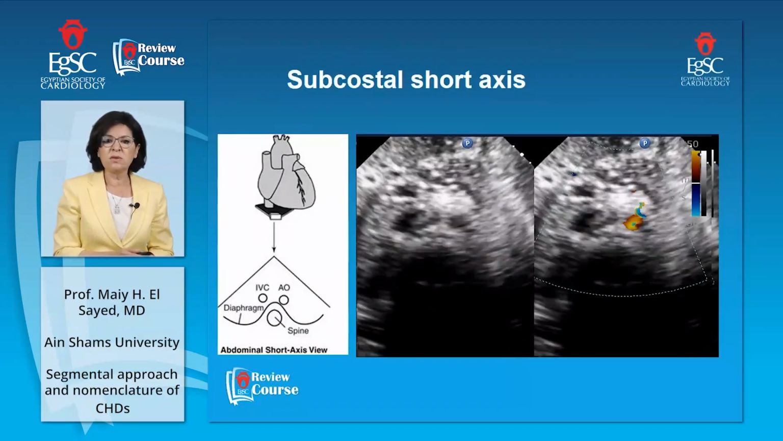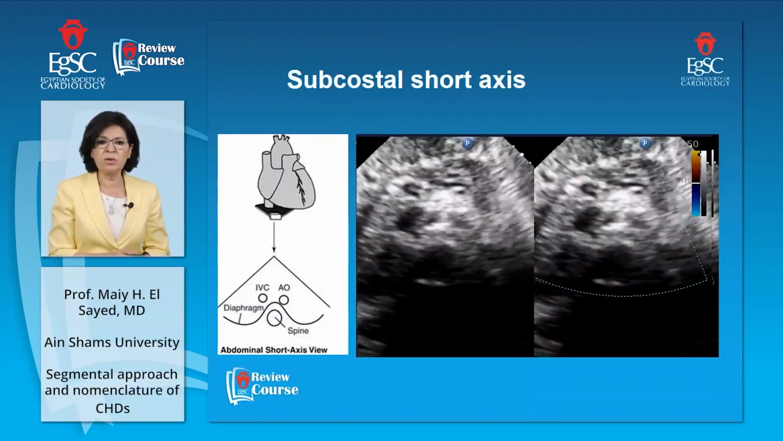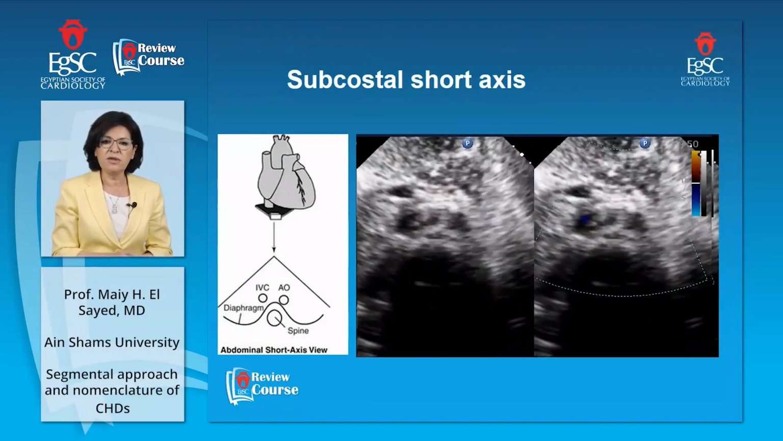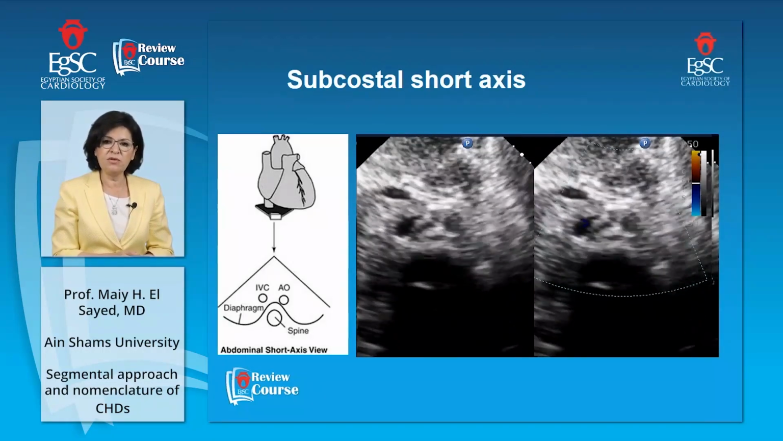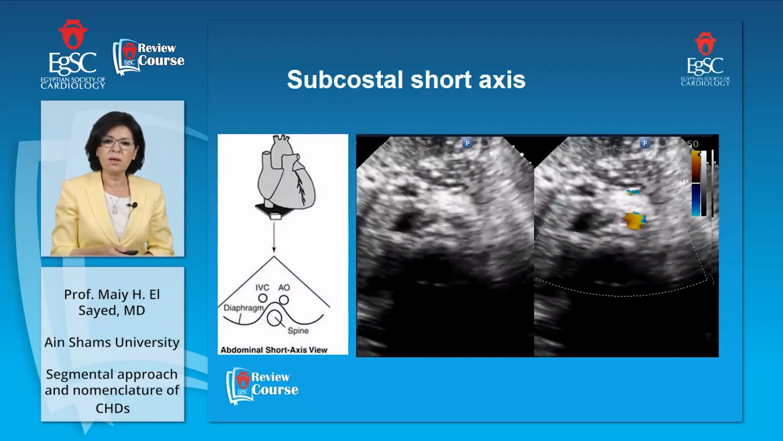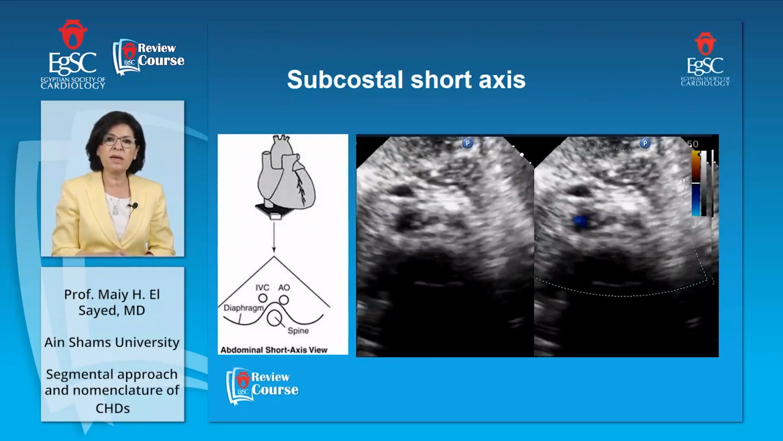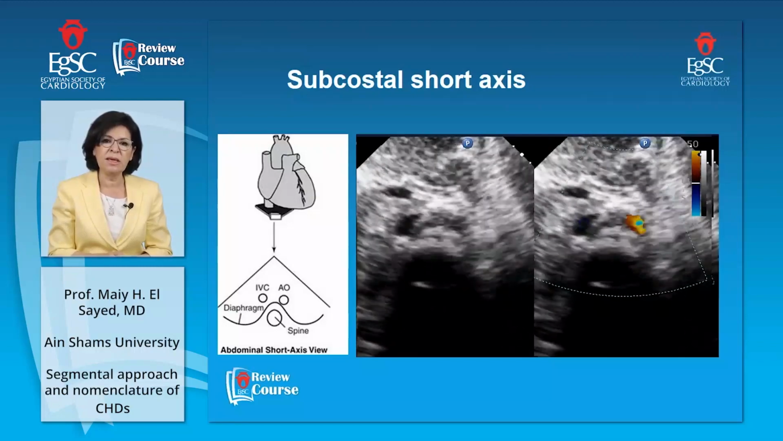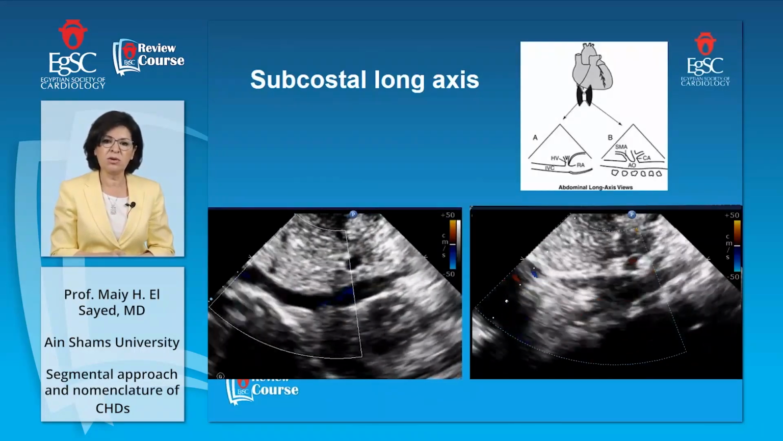By echo. So this is a representation, short axis of the abdominal view, where you can see the IVC is to the right of the spine and the aorta is to the left of the spine, and note that the aorta is pulsating while the IVC is not. And then you go long axis and check your views.